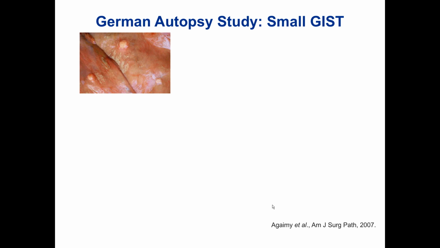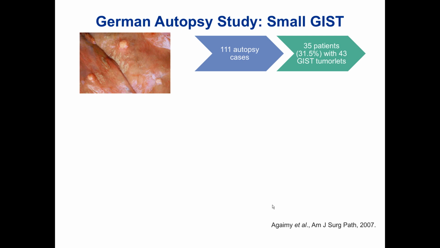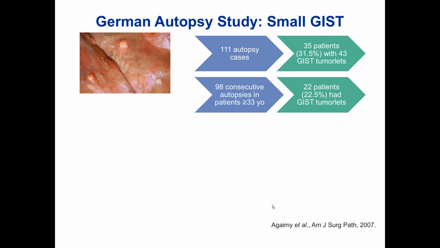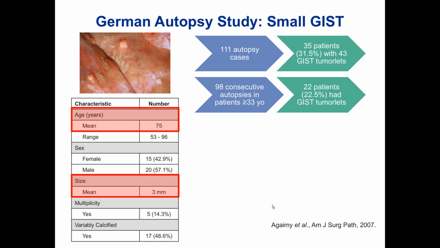There was a German autopsy study done about 12 years ago now looking at small GIST, and they performed autopsies on 111 patients. And they found that 35 patients, so about 32% of these patients, had small GIST within their stomach. And these were patients that had previously unknown GIST, and so this was identified at the time of autopsy. They then performed an additional 98 consecutive autopsies that they looked at, and basically about a quarter of those patients had small GIST. These patients tend to be older with an average age of 75, but these tumors tend to be very small, so an average of about 3 millimeters in size.